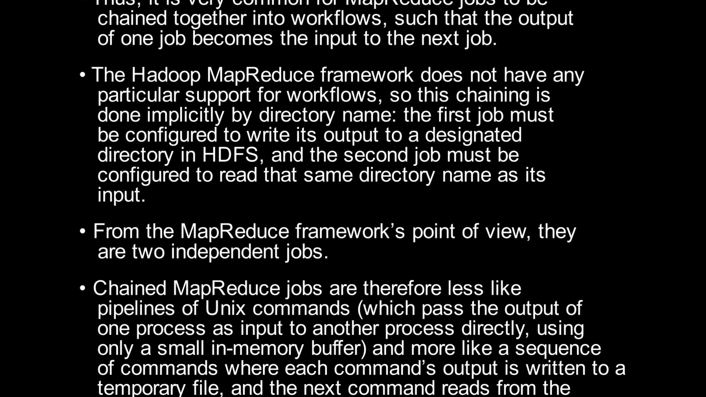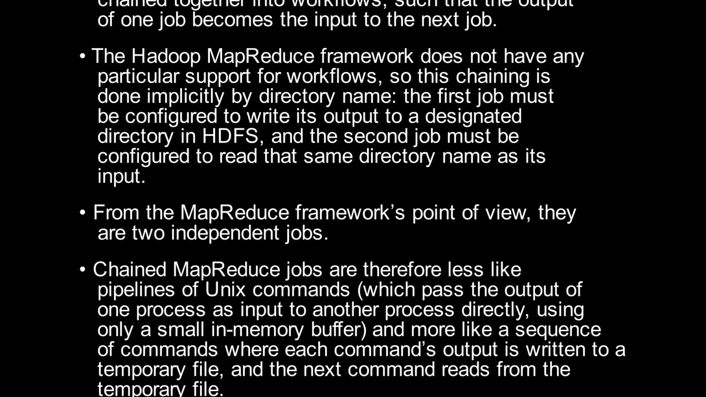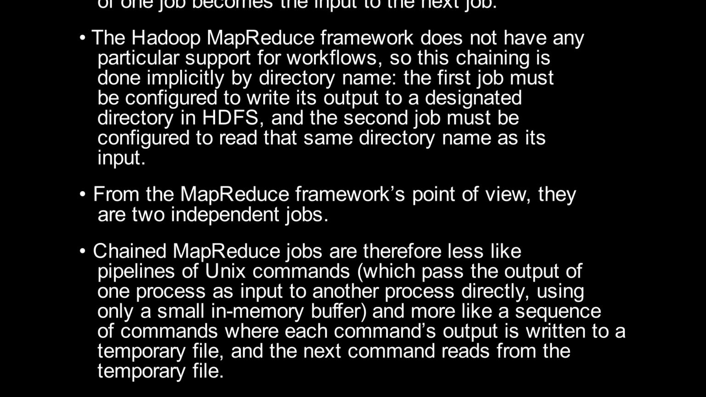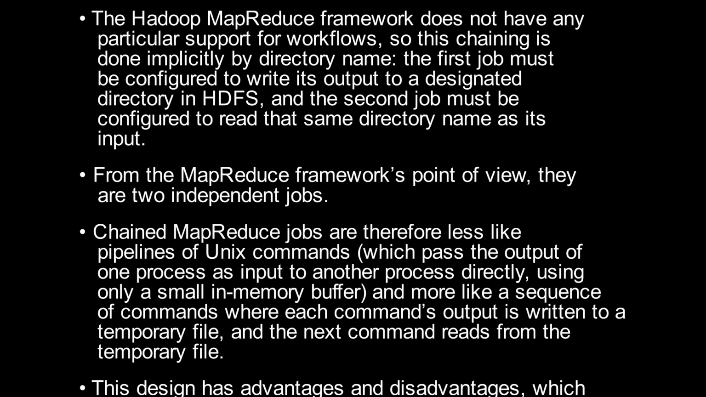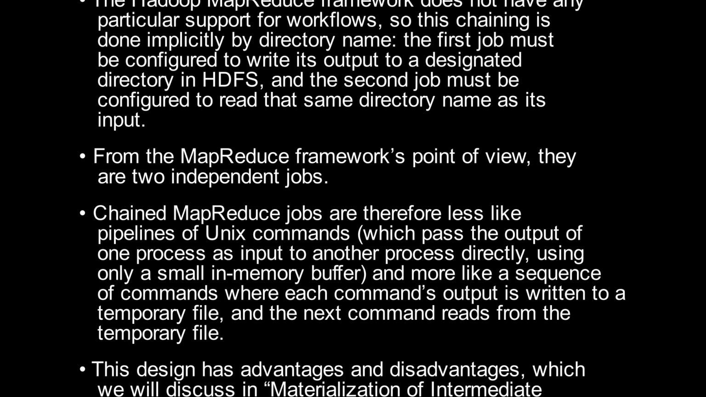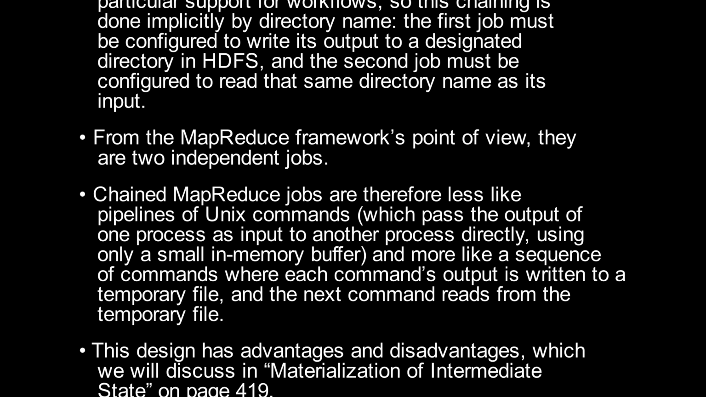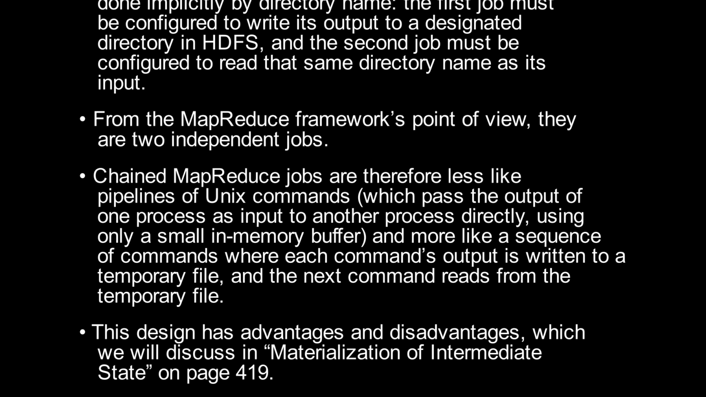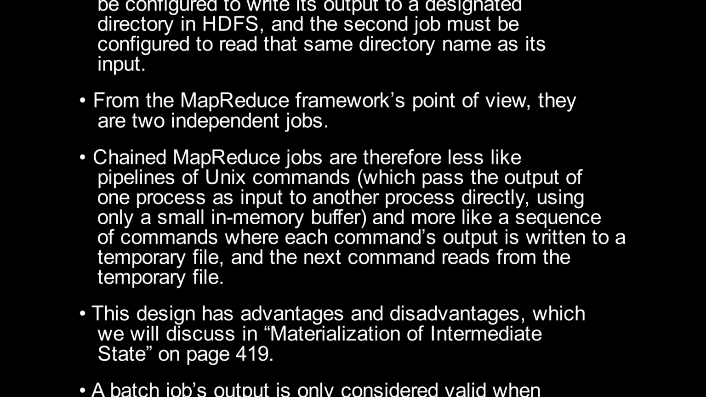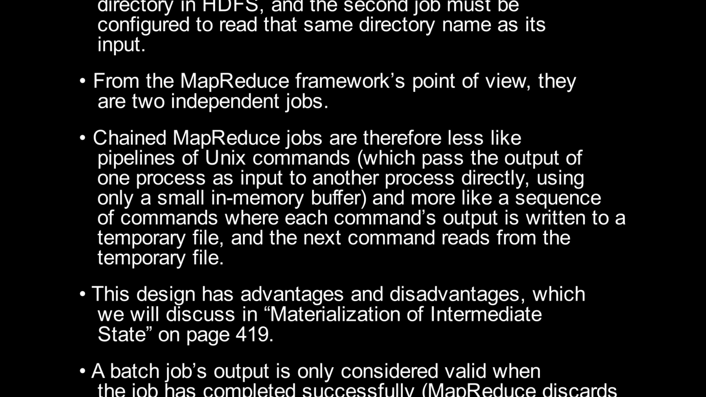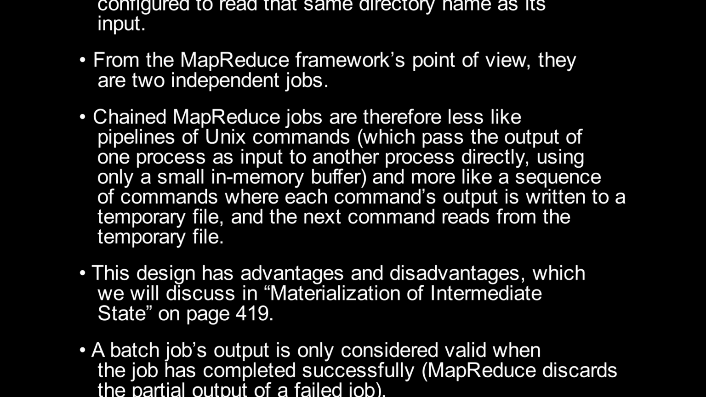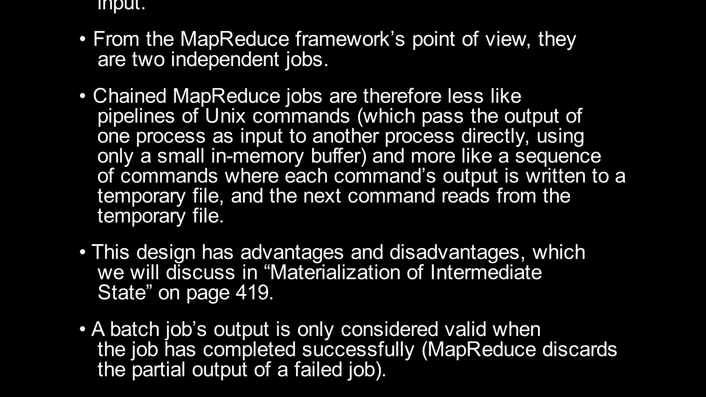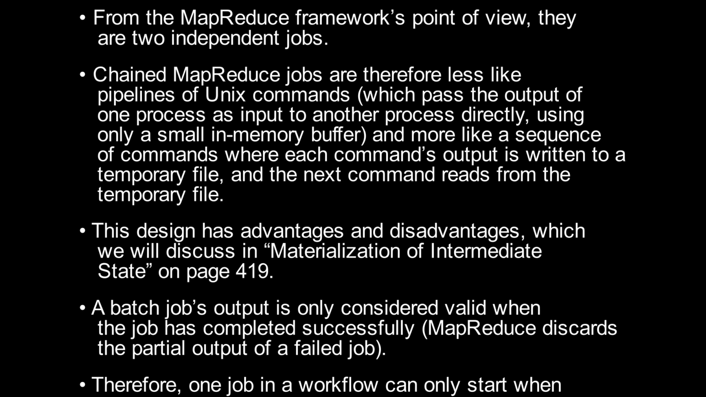Chained MapReduce jobs are therefore less like pipelines of Unix commands, which pass the output of one process as input to another process directly, using only a small in-memory buffer, and more like a sequence of commands where each command's output is written to a temporary file, and the next command reads from the temporary file. This design has advantages and disadvantages, which we will discuss in "Materialization of Intermediate State" on page 419.